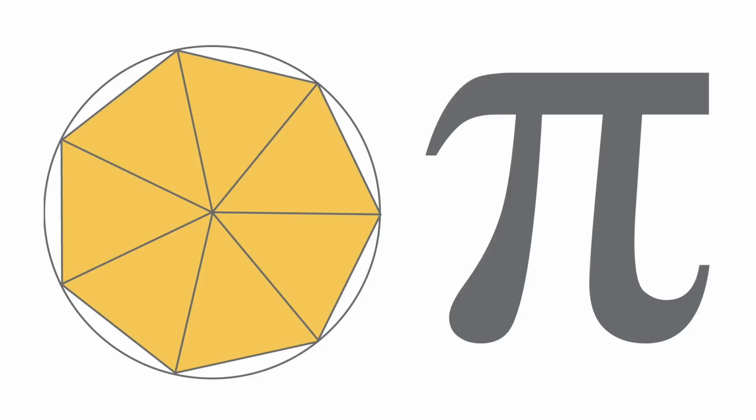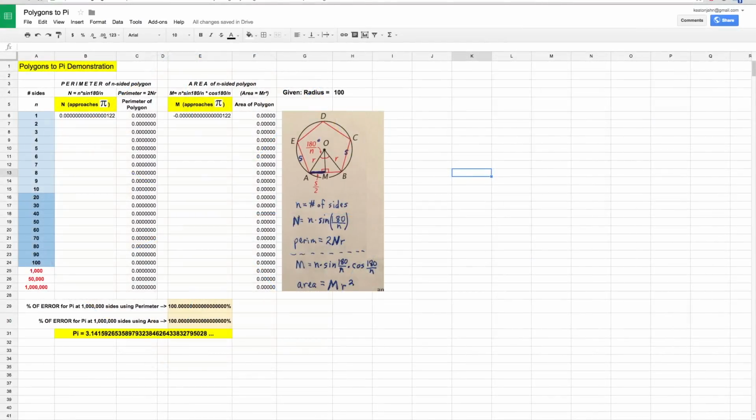Also, I wanted to mention that what I'll be doing here only applies to regular polygons, meaning that the measure of its radius is constant. Here we have a Google Sheet that I developed for this demonstration that's going to help us calculate the perimeter and area of our polygon.